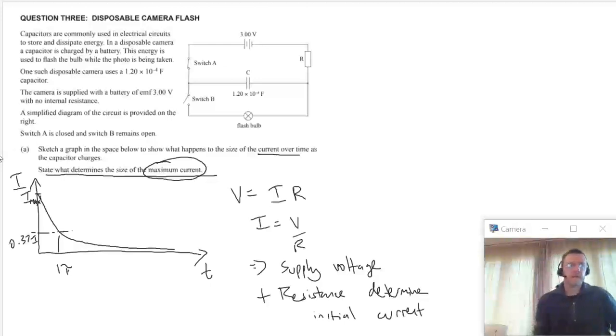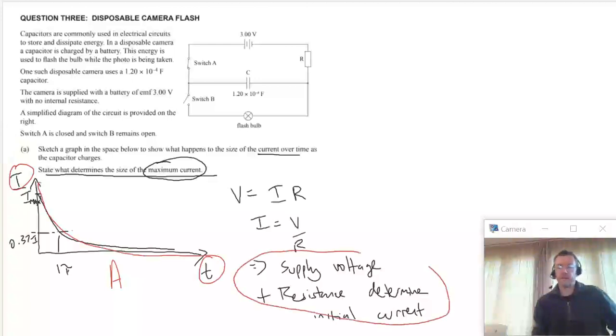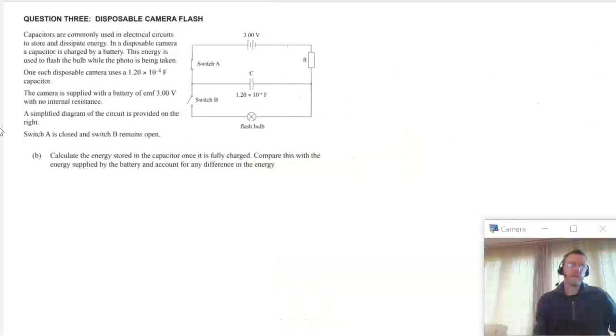Alright, and there's an easy merit question to start off with in this one. Compare that to the hard excellence in the last part of the last one. So this is worth an achieve for your labeled graph. You only needed the shape of the graph and the labeled axes. So you need this, and the shape. And over here we've got supply voltage and resistance determine the initial current. That was also an achieve point. Both equals merit. Okay, next.